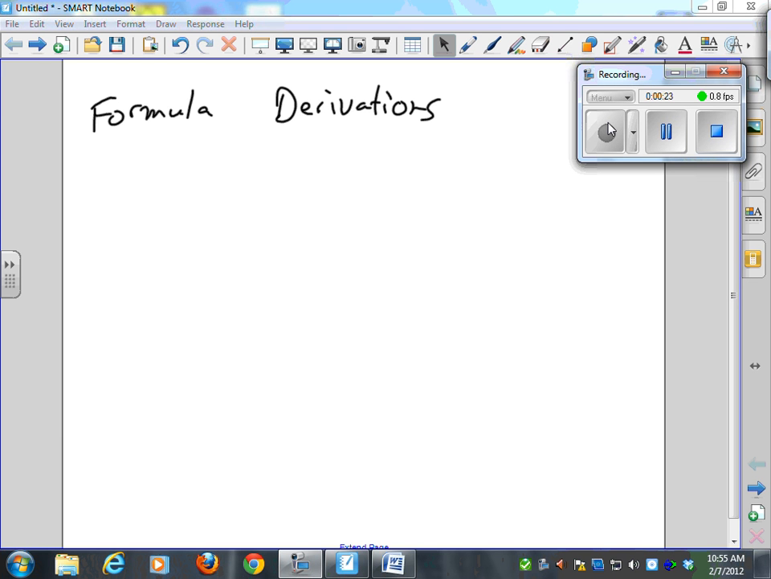So, VF equals VI plus AT. Can you isolate t in your head? Can you manipulate stuff? VF equals VI plus AT. How do I get the VI to the other side? VF minus VI, and then divide by A, right? Isolate for t. Awesome.